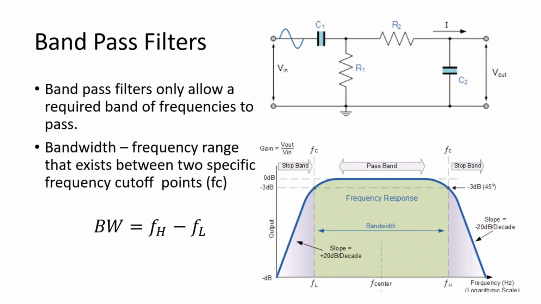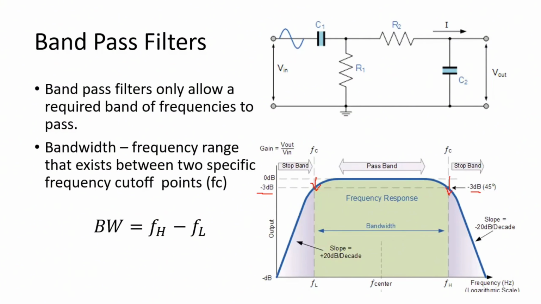So this will be the pass band, and the same minus 3 dB principle can be applied to both ends as well. After applying the minus 3 dB principle, we can get the cutoff frequency of this one and the cutoff frequency of the higher end as well.